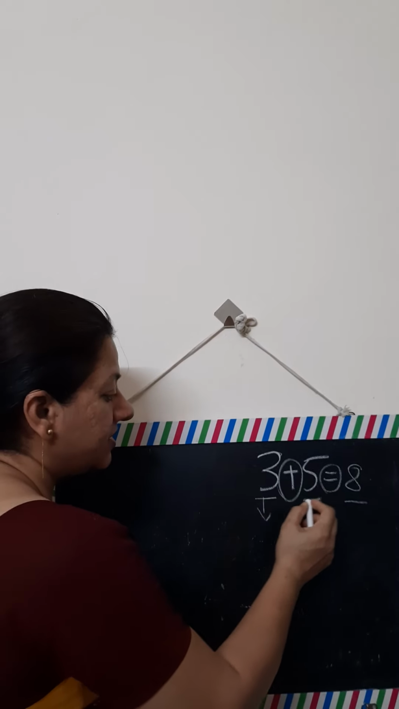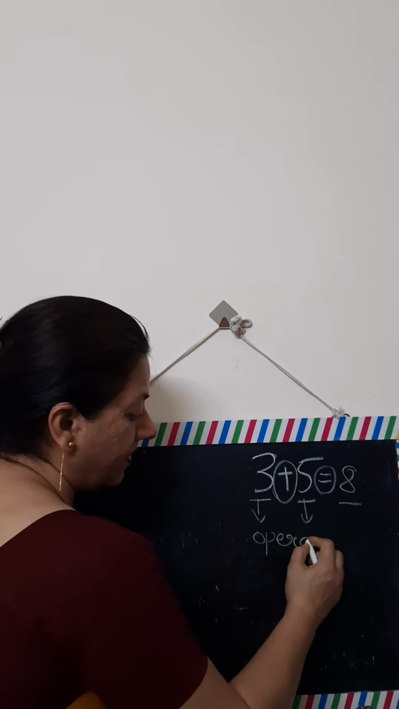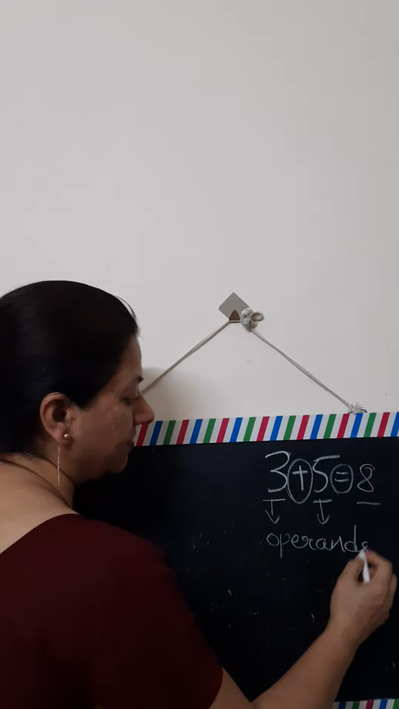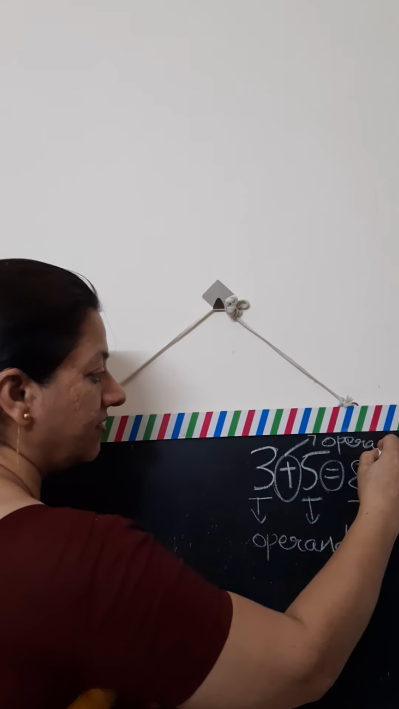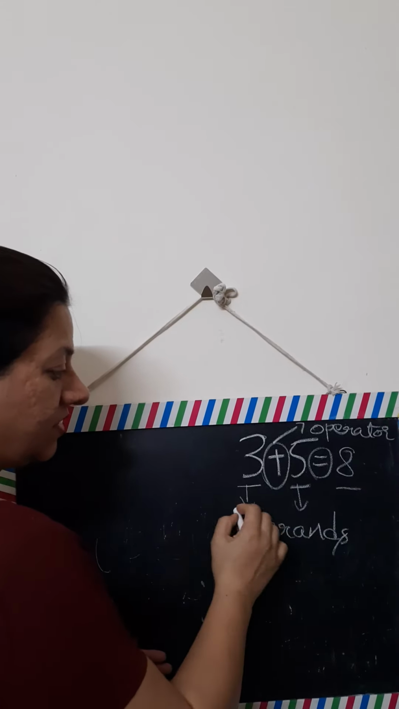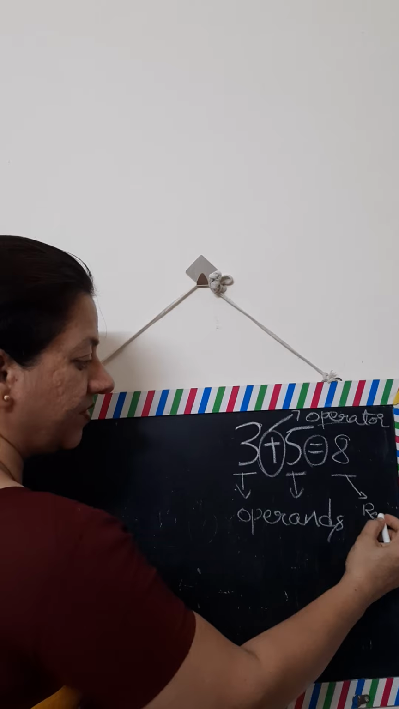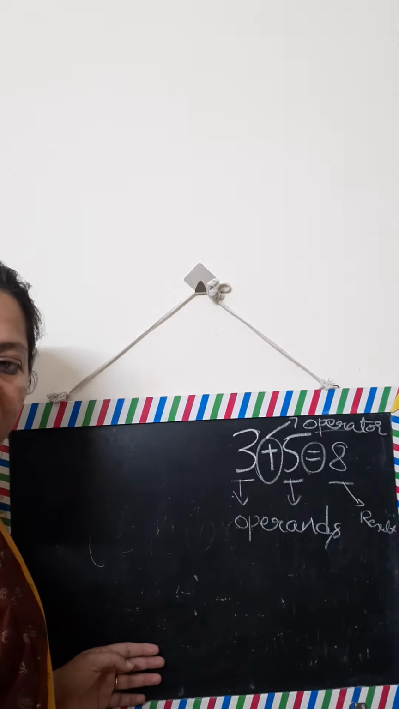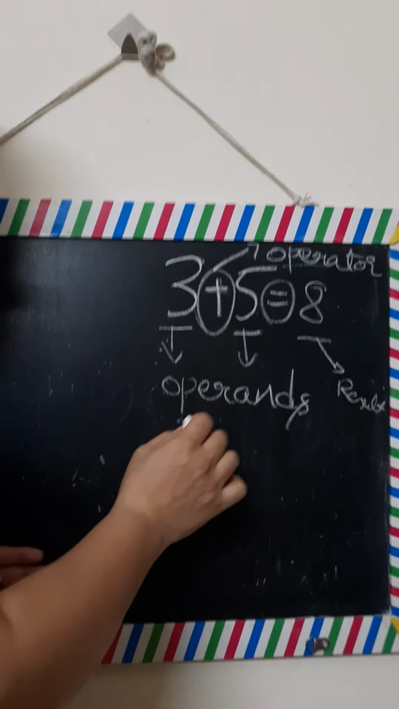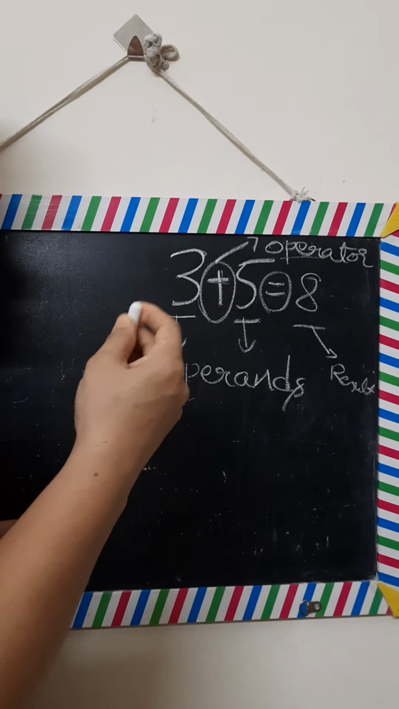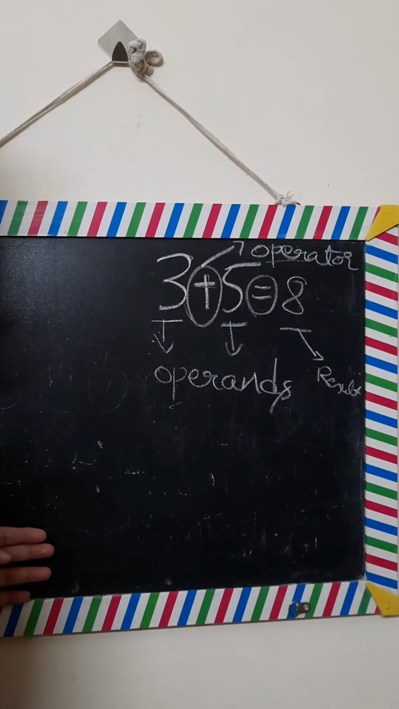Now this and this, both of these are called operands, and this is an operator. These are operands and this is an operator, and this is your final result. Okay, plus is an operator, 3 and 5 happen to be your operands, that is, the things on which the operator is going to be used are called operands. You put an equal to sign and you specify the result.